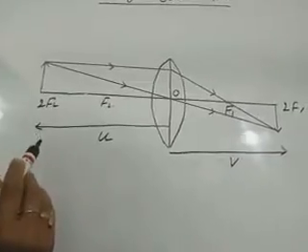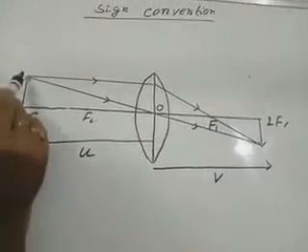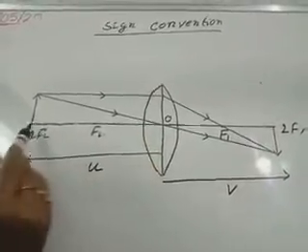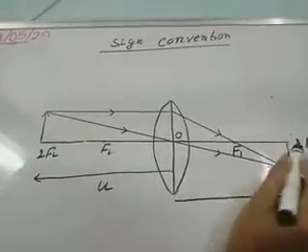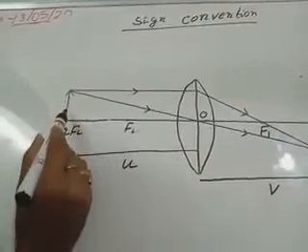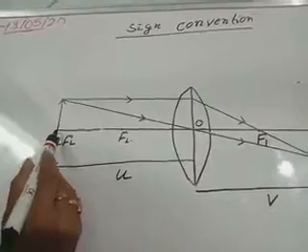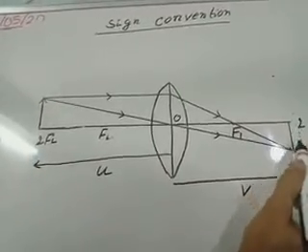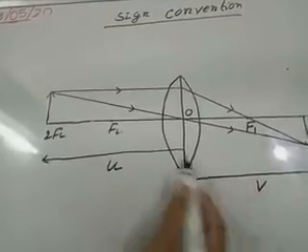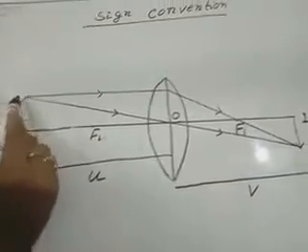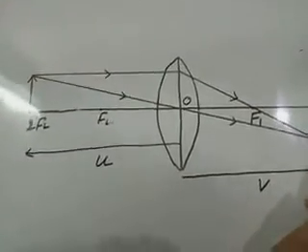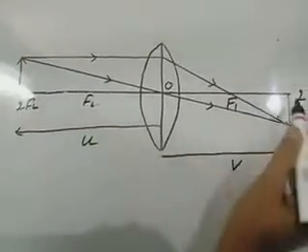Point number 4, height. This is the height of the object and this is the height of the image. The height is measured above the principal axis. This is the principal axis. Height measured above the principal axis is taken to be positive, and height measured below the principal axis is taken to be negative. As per my diagram, the object height is positive because it is above the principal axis, and the image height is negative because it is below the principal axis.